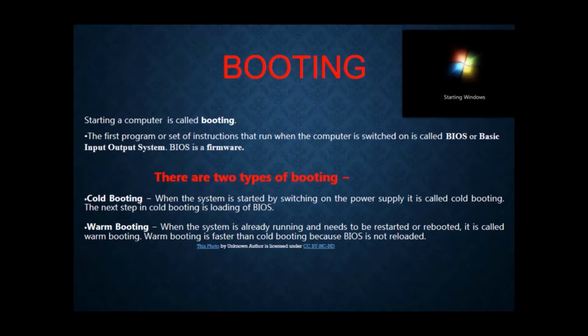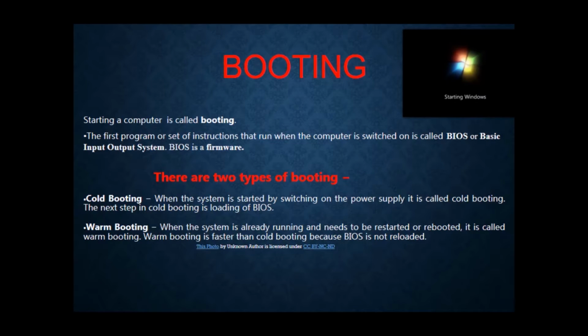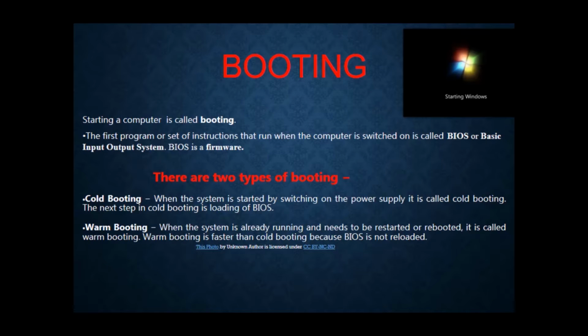Let's move on. Booting. This is starting of a computer. The starting of a computer is called booting. Now, once you start, there's a set of instructions that run when the computer is switched on. Now, that set of instructions that run when the computer is switched on is called BIOS. Now, that is short for Basic Input Output System. And that is a firmware. BIOS is a firmware.